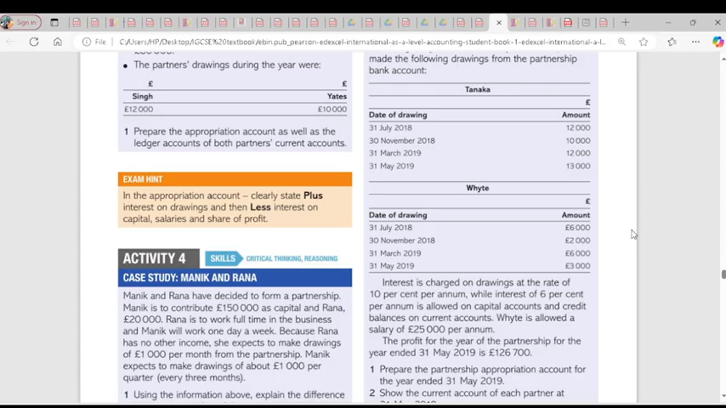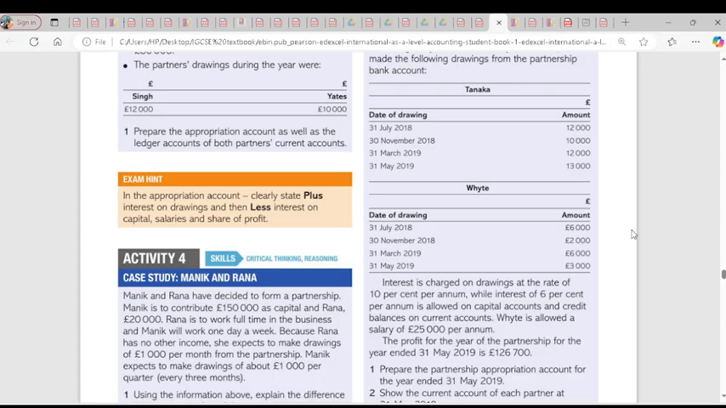And for the last one, which is 2 months, 100 multiplied by 2, because each month is 100. So for the 12,000 it is 1,000 interest. For the 10,000 it is 500 interest. For the 12,000, which is for 2 months, is 200 interest. Clear? That is the interest charge on drawings for Tanaka.